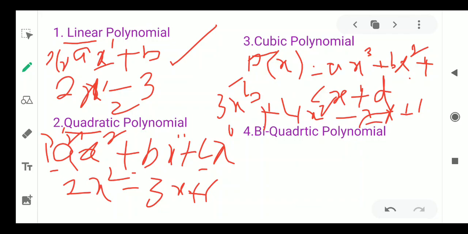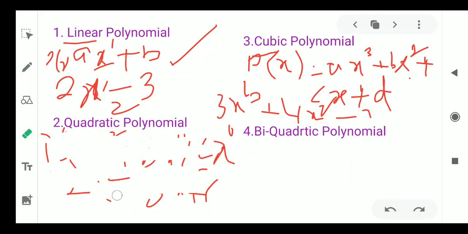You can take any example, but this is the order. For cubic, first x cube will come, next x square, next x, next the constant. This is the order. For quadratic, first square. If you take variable x, then x square, then x, then constant. Like this we will write the general form and some examples of different types of polynomials.